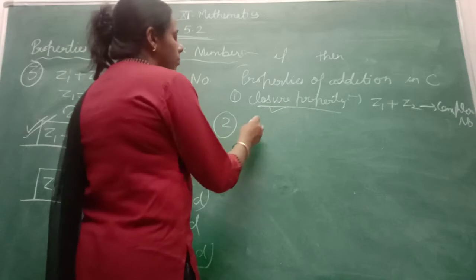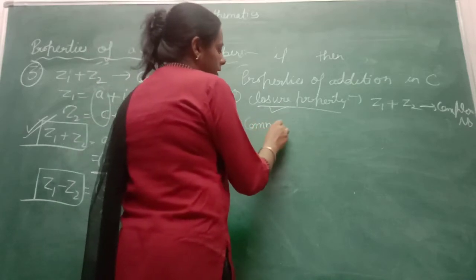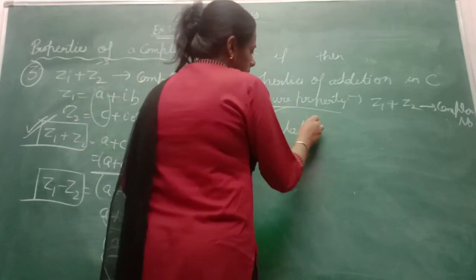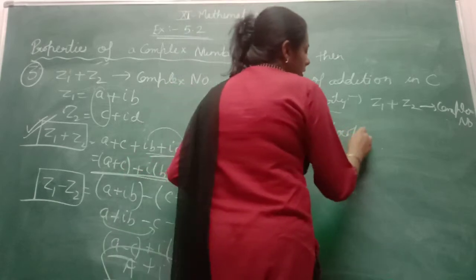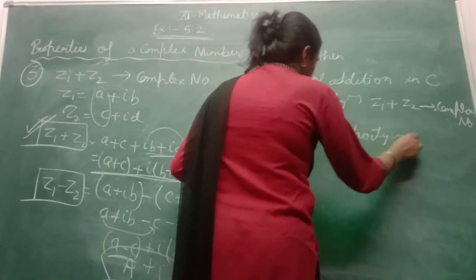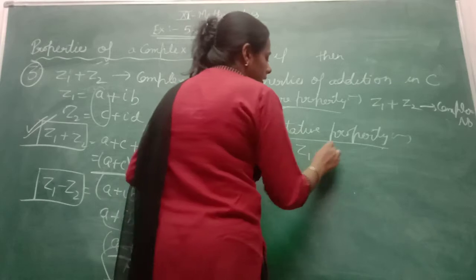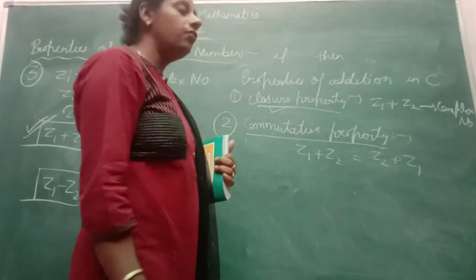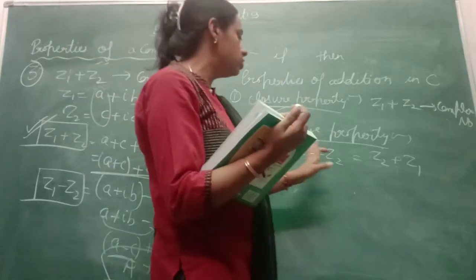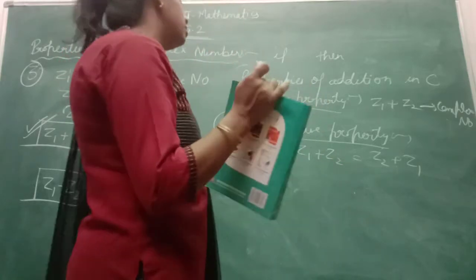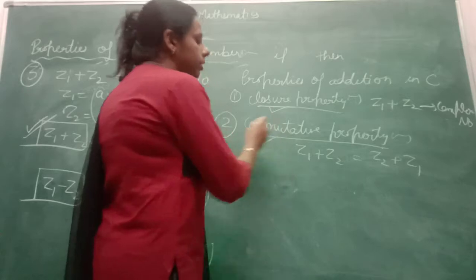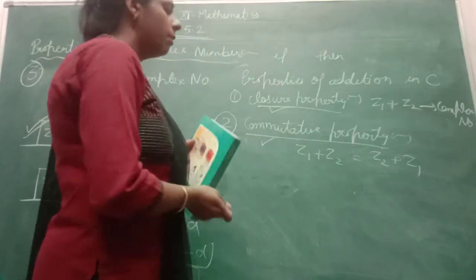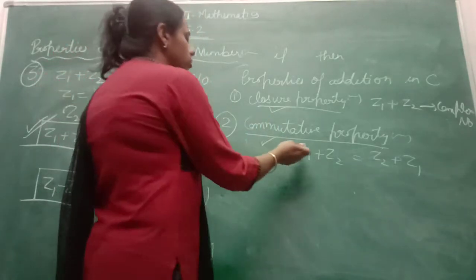Come to the second property, that is the commutative property. In commutative property, what will you take? Here Z1 plus Z2 is equal to Z2 plus Z1. There is no difference when we change the places of Z1 and Z2, they remain the same. So the commutative property also holds. You can take any example for Z1 or Z2.